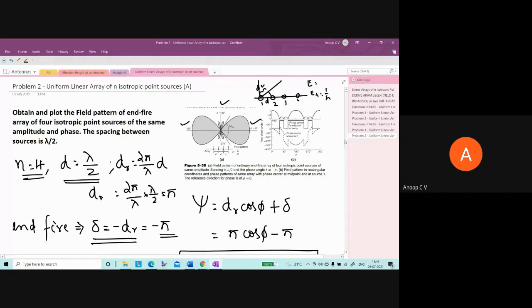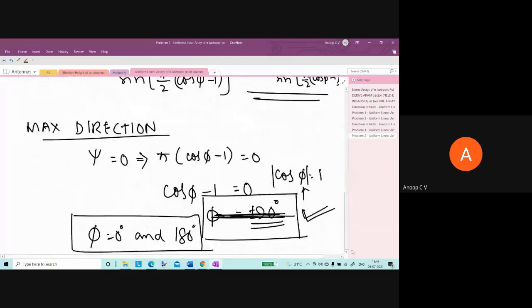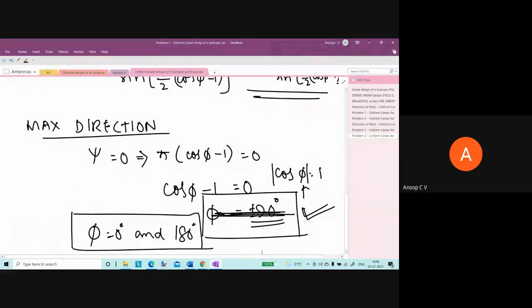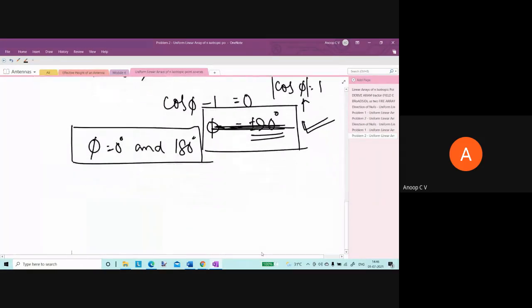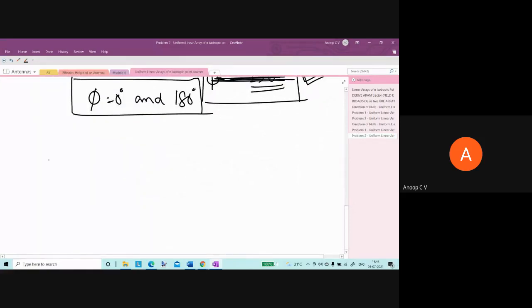But that is given in the question itself. It's an end fire array, so we don't have to find it out. But anyhow, I just did it. Next, we should find the direction of null. We should find null.